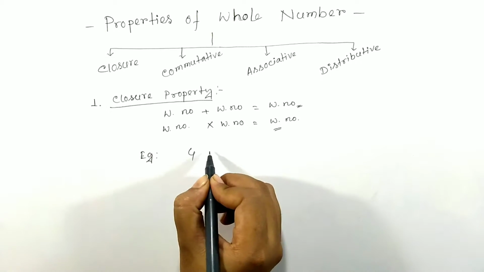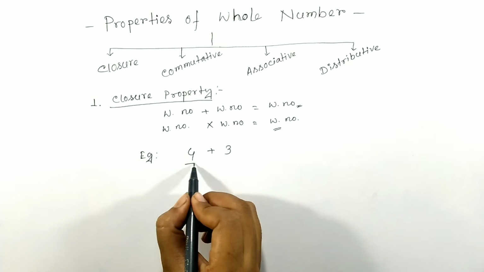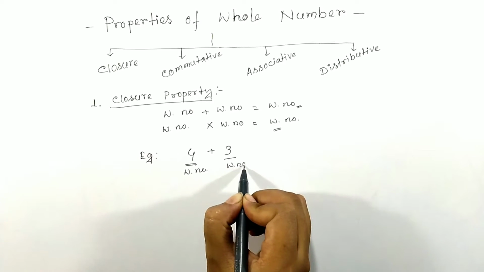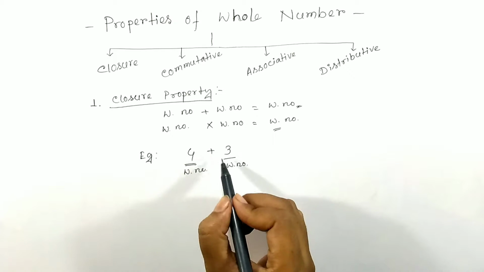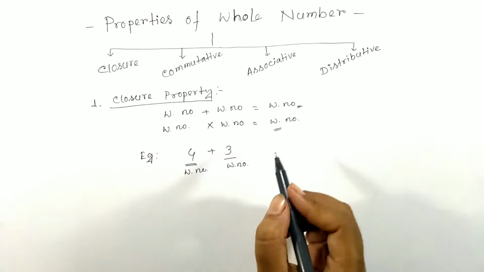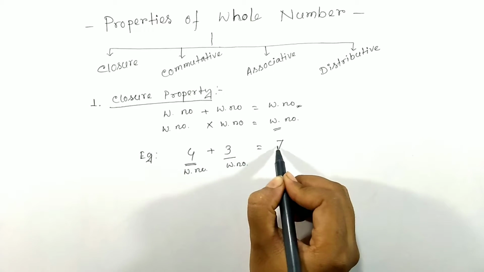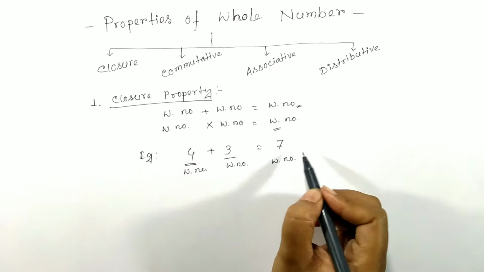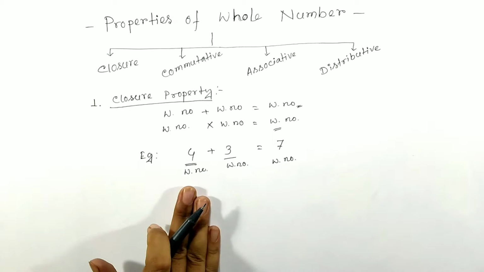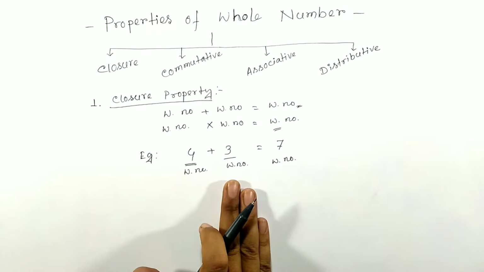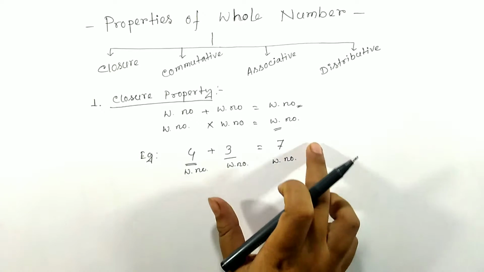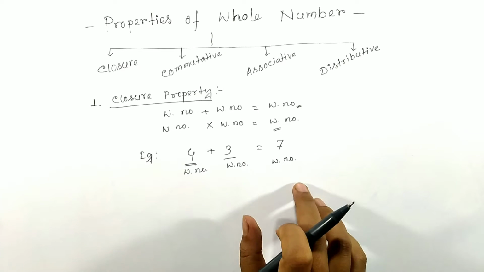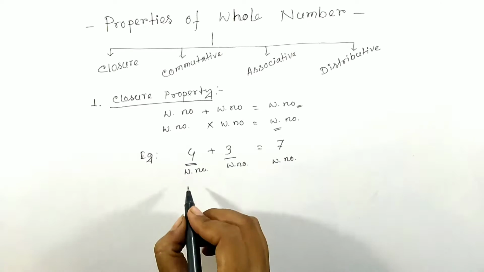Suppose 4 plus 3. We all know that 4 is a whole number. 3 is also a whole number, because all kinds of positive integers come under whole numbers. Equal to, you get 7 as a sum. So 7 is again a whole number. That is, if you add two or more whole numbers together, you will always get a whole number as a result.